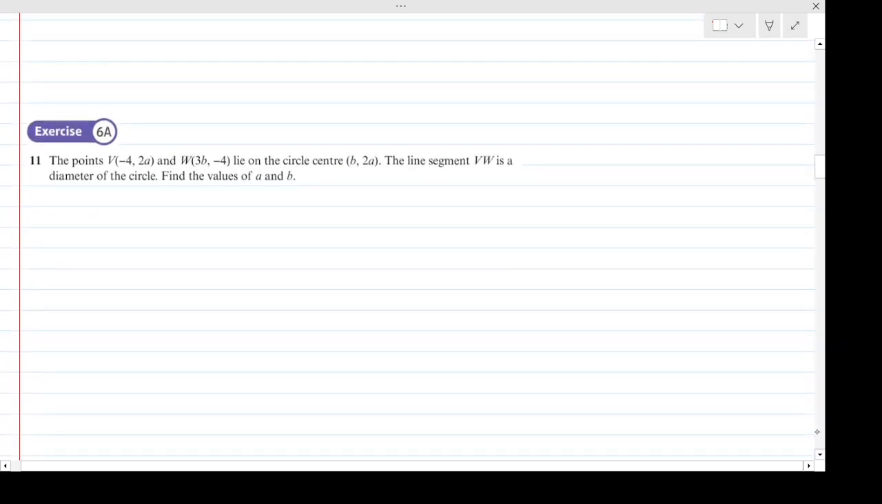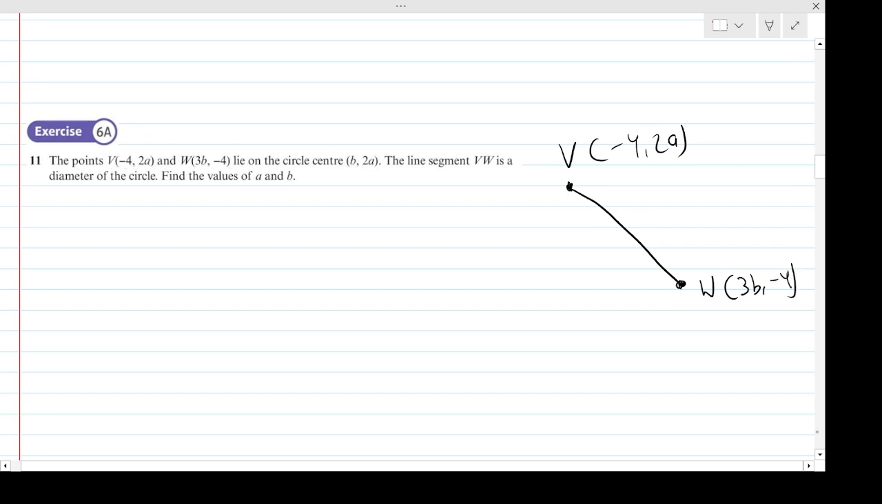We've got another example here. We're given the points V (-4, 2a) and W (3b, -4) lie on the circle with centre (b, 2a). The line segment VW, so the line between V and W, is the diameter of the circle. So again, let's draw a rough little diagram. So we have V, which was (-4, 2a), and then we have W, which was (3b, -4). So I've just put these two points there.